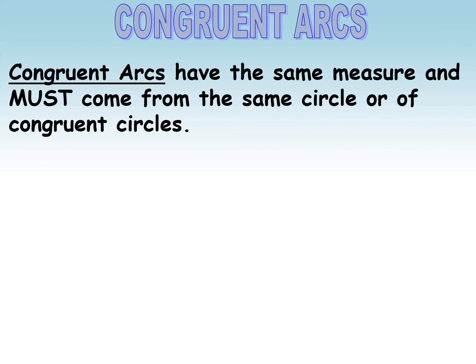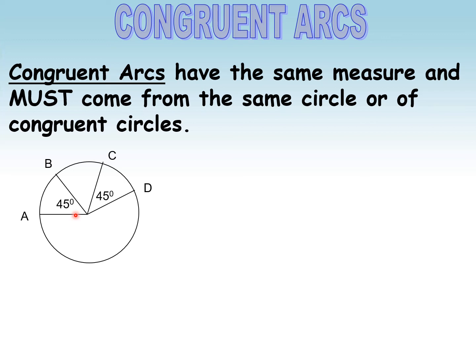Now, let us have congruent arcs. Congruent arcs have the same measure and must come from the same circle or from congruent circles. So, coming from the same circle, if this central angle is equal to this central angle, then therefore this arc and this arc are congruent. And for arcs from different circles, if these two circles are congruent, then these arcs are congruent. So we call it congruent arcs.